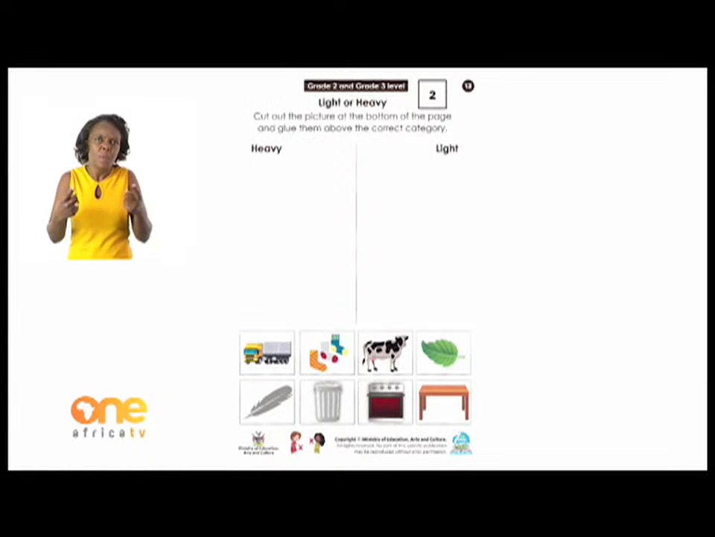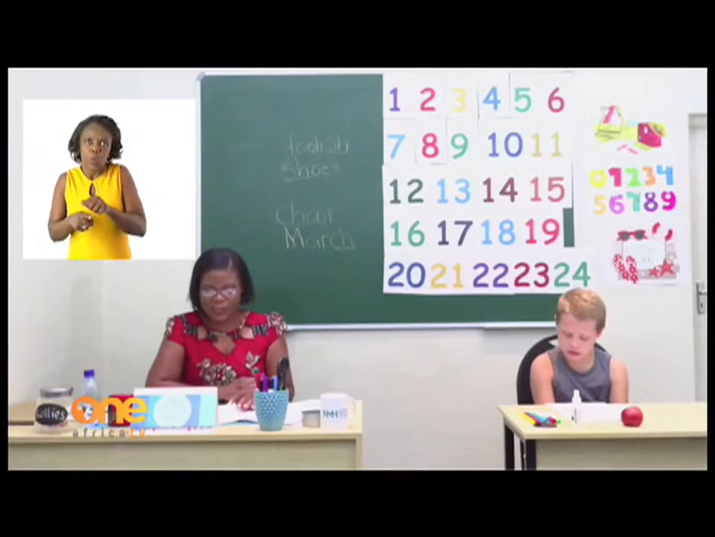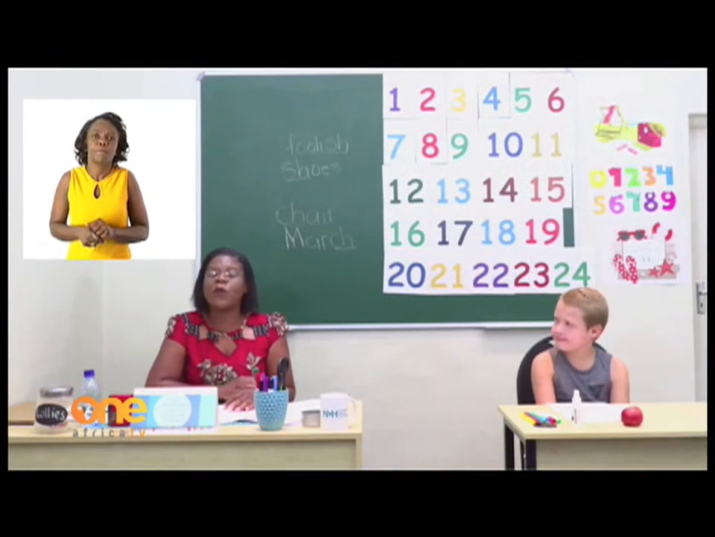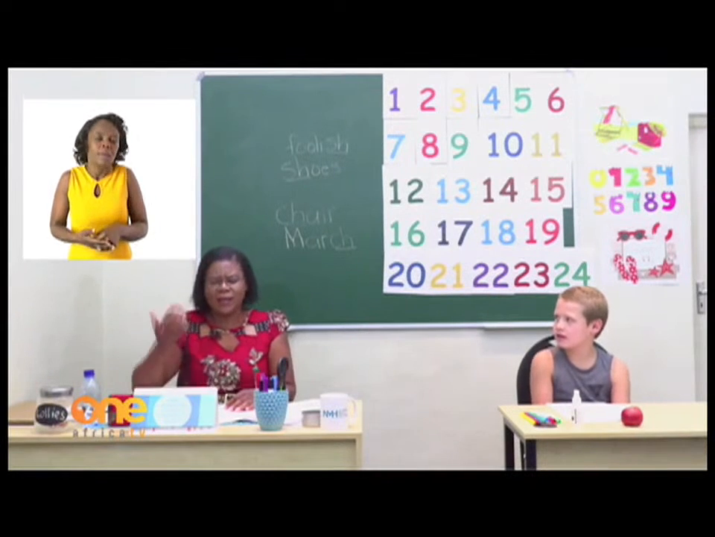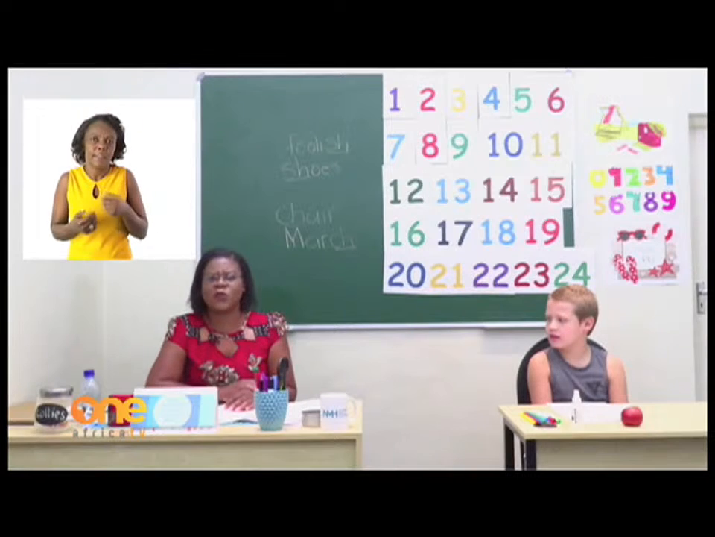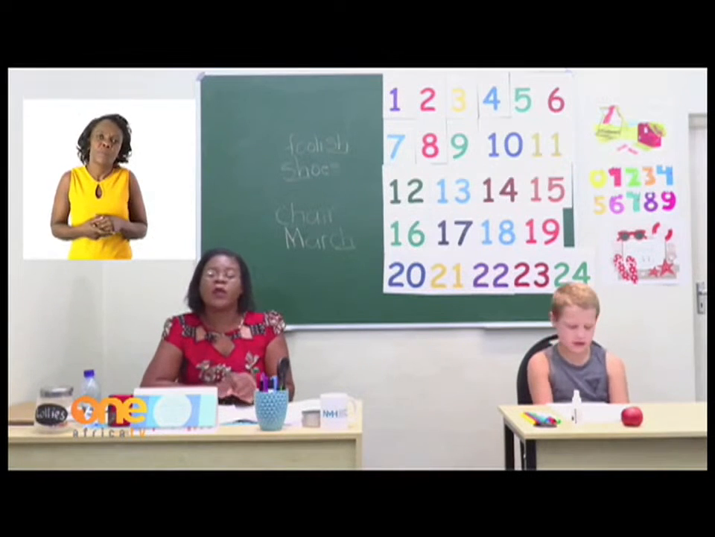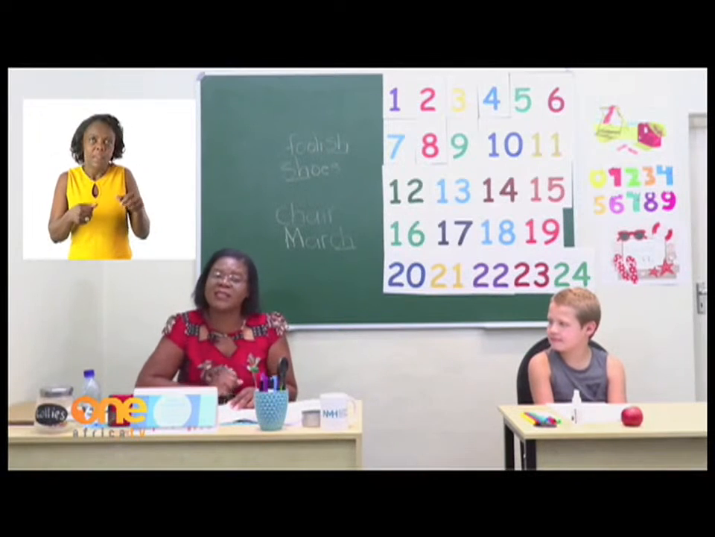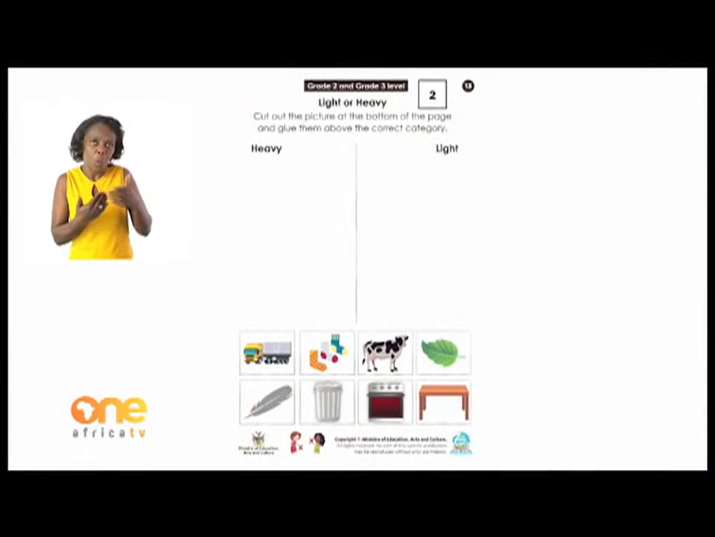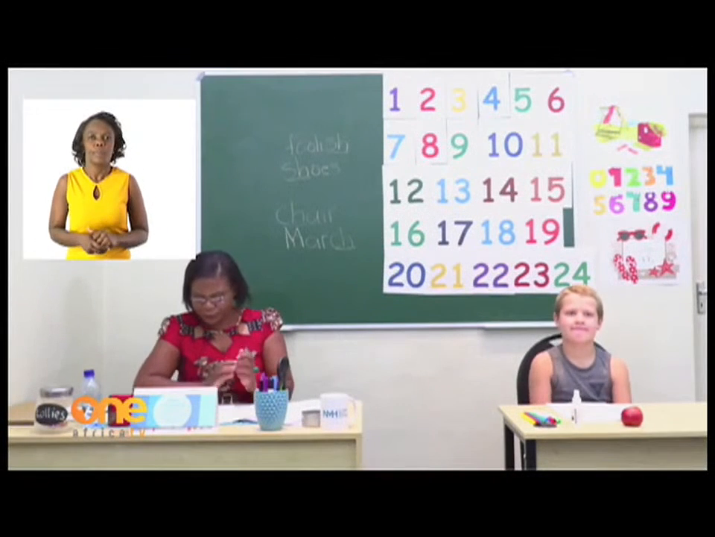What is the next object? They are my socks. Those are your socks. Are the socks heavy or light? What do you think? They are light. I can lift them up without having to use much of my strength. Therefore, the socks are light. I'm going to cut my socks nicely with my scissors and paste it on the right-hand side under the column of light. So, do the rest of the objects in the same way.